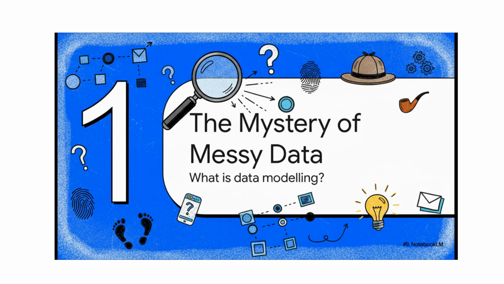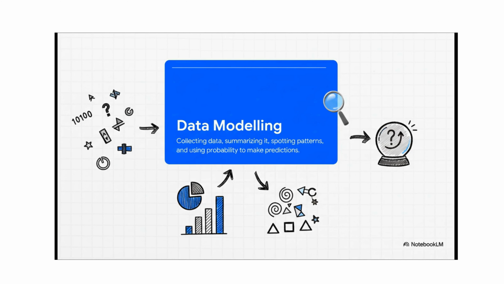Now, to solve any mystery, you need a plan, a method. And in our case, that method is called data modeling. You can just think of it as our official detective's playbook for sifting through the clues and figuring out what's really going on. So what does this detective work actually look like? Well, it's basically a four-step investigation.